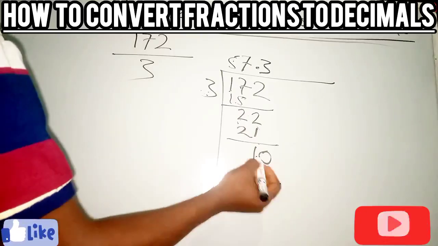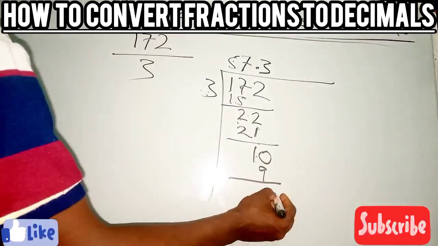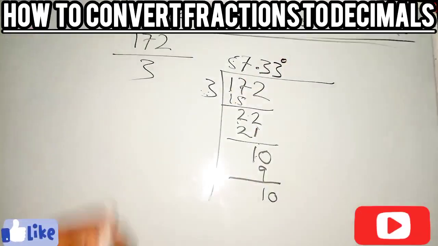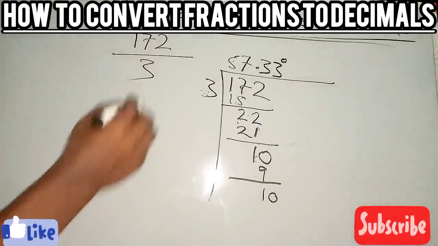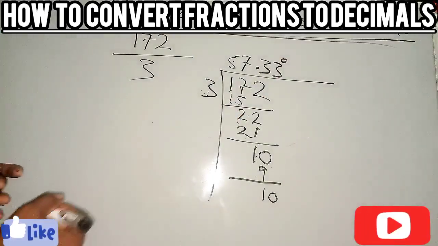When you subtract 9 from 10, you have 1. Definitely this cannot go, so you're going to add 0. This will go there again. You have 3. So you realize that the 3 will be recurring. Therefore, you only have to put this sign on top, or you put a normal dash on top to show that the number is recurring.